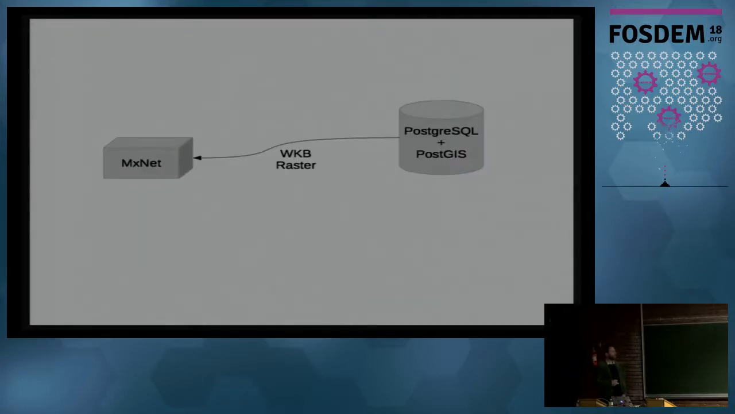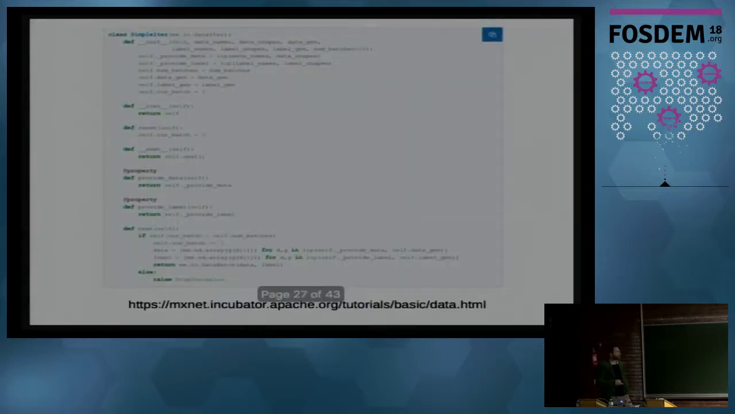And so what we do is use classical GIS tools such as PostgreSQL and PostGIS, and connect them to MXNet for all the deep learning stuff. The connection between the two is related to WKB raster, which is able to convert between PostGIS raster and NumPy arrays, n-dimensional arrays.